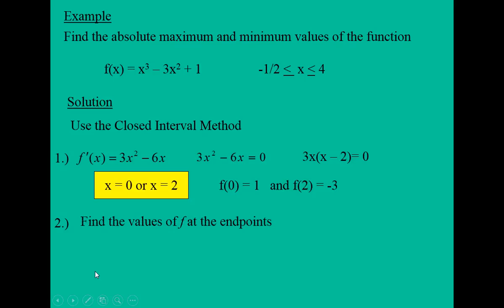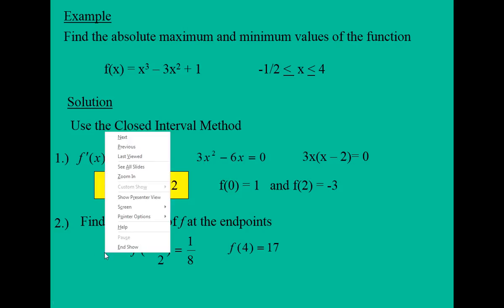So here's the process of finding our critical numbers. Here we found our endpoints. We identified the endpoints at -1/2 and 4, and when we plug those into the function, we get 1/8 and 17. When we plugged our critical values into the function, we got 1, and then when we plugged in 2, we got -3.